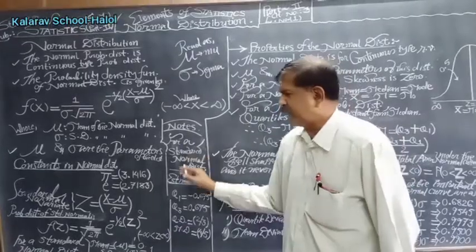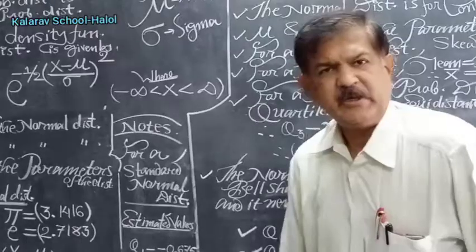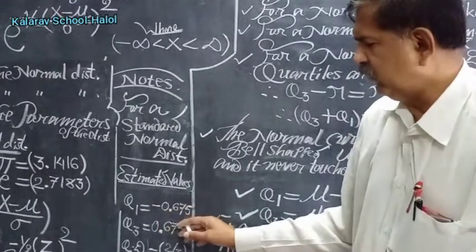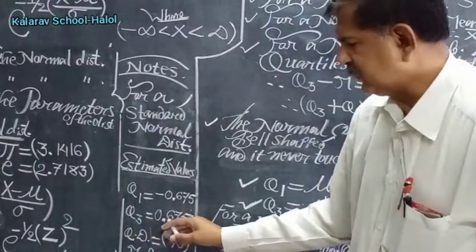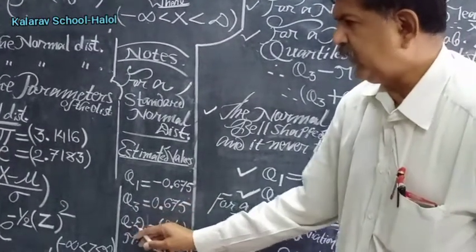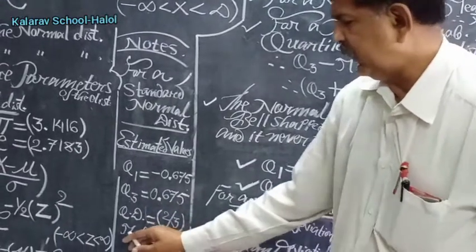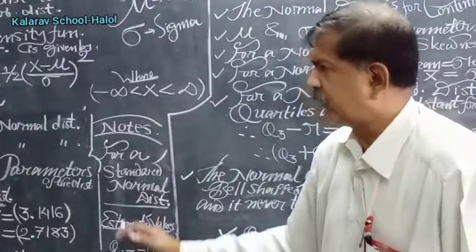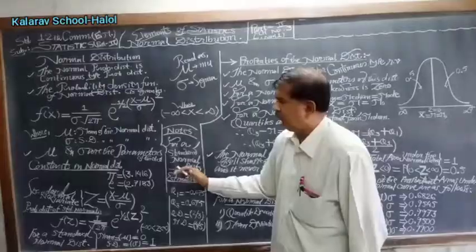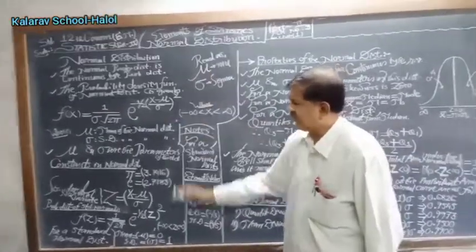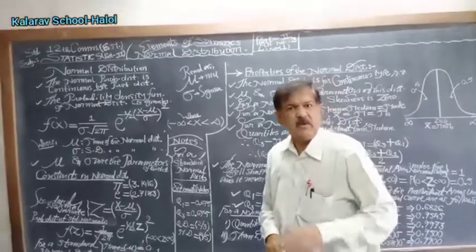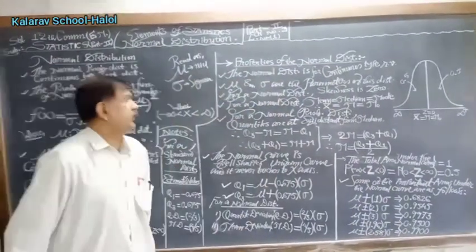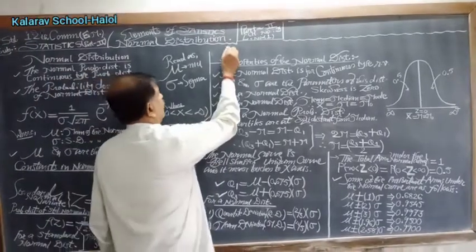And for the standard normal variable, the standard values are Q1 equal to minus 0.675, Q3 equal to 0.675 with plus sign, QD equal to 2 by 3, and MD, mean deviation, 4 by 5. These are the standard values for the standard normal distribution. This is basic information for normal distribution. Now we take the important properties of normal distribution.